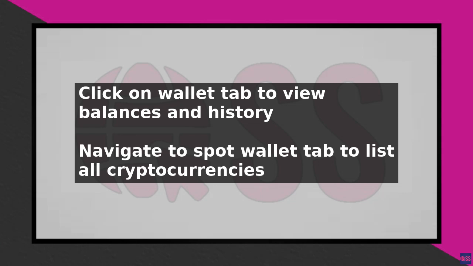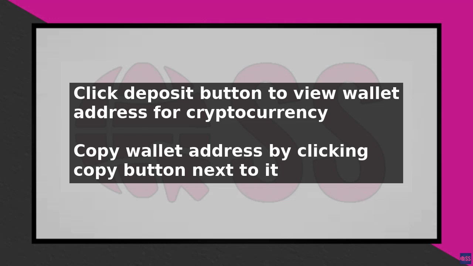You can copy the wallet address by clicking on the Copy button next to it. This will copy the address to your clipboard, and you can then paste it into any other platform or wallet that requires it. It is essential to note that each cryptocurrency has a unique wallet address. So make sure you are copying the correct address for the cryptocurrency you want to receive.